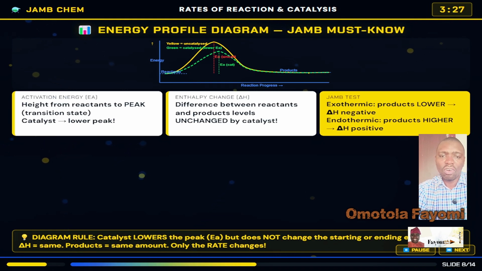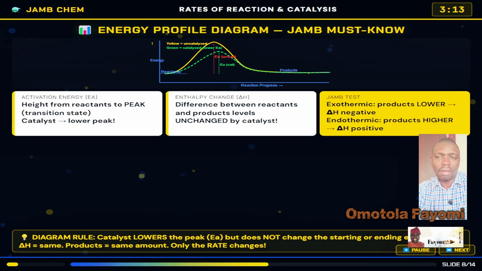The green dashed curve shows the catalyzed pathway. Reactants and products are at exactly the same energy level as before, but the peak is lower. The catalyst provides a different route with a smaller energy barrier. Notice three critical things. First, the EA for the catalyzed pathway is smaller. More molecules can overcome it. Second, the delta H, the difference between the reactant and the product, is identical on both curves. The catalyst does not change thermodynamics, it only changes the kinetics.